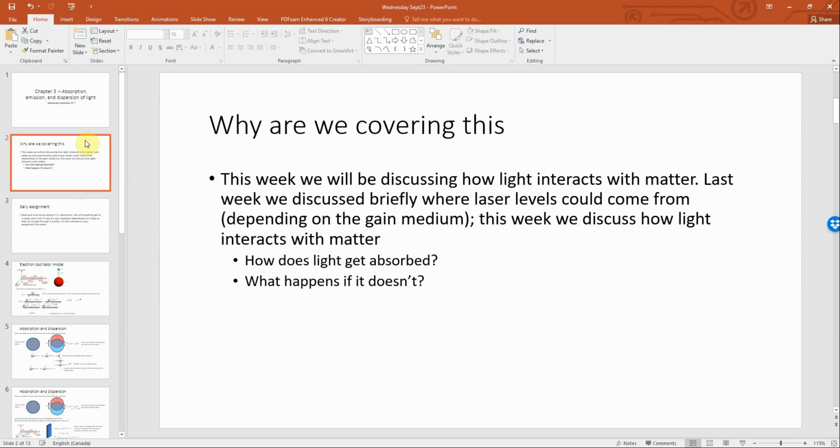But now what we want to discuss is how we can actually excite these atomic or molecular or solid transitions. And so we want to understand how light can interact with these electrons, or how light can interact with matter. How does this light get absorbed, and what happens if this light doesn't get absorbed as it propagates through this material?